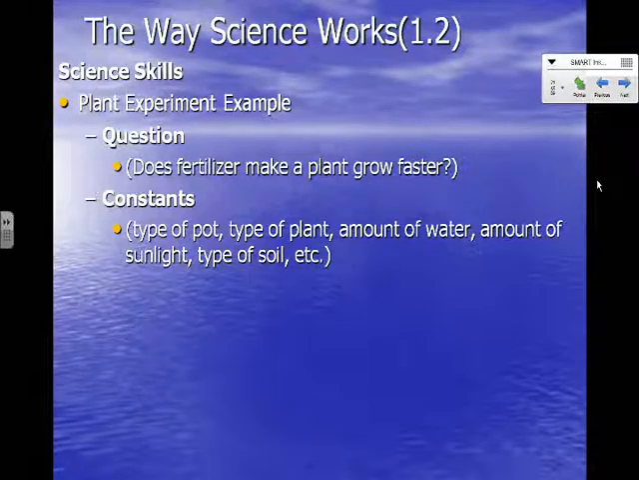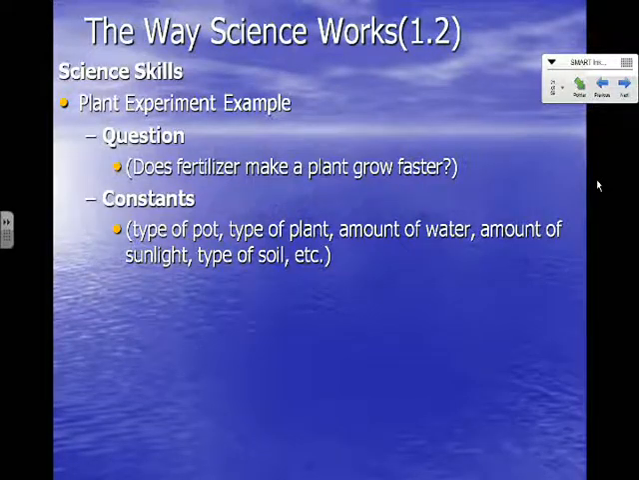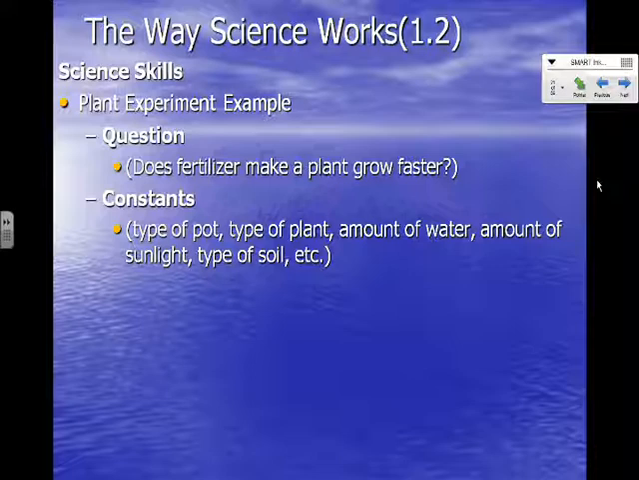Some of the constants are type of pot. We want to make sure we have them in the same pot because if one has a larger pot, it could grow faster just because it has a larger pot, not because it has the fertilizer. The type of plant it is, we want to make sure we have the same plant. We want to make sure we water them the same amount. They get the same amount of sunlight. They have the same type of soil, etc.